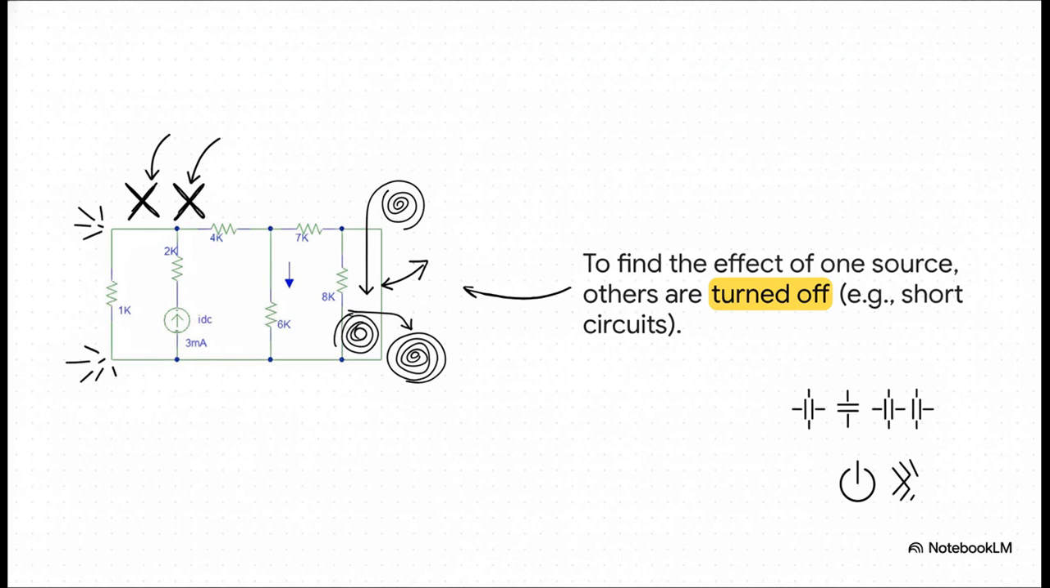In this picture, we want to see what that 3 milliamp current source is doing all by itself. So what do we do? We just take those two voltage sources and replace them with plain old wires, short circuits. And look at that. Suddenly the problem gets so much easier to solve. It's all about tackling one piece of the puzzle at a time.